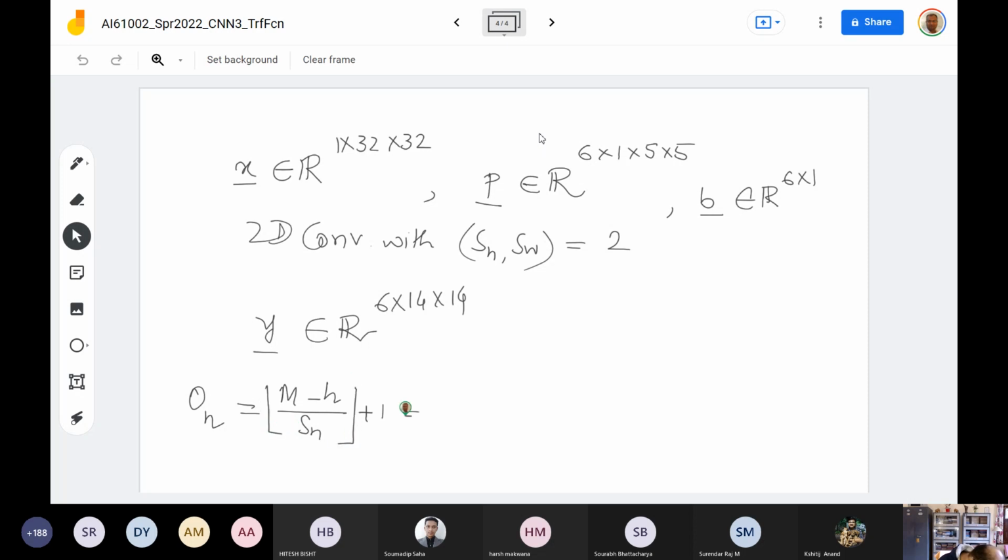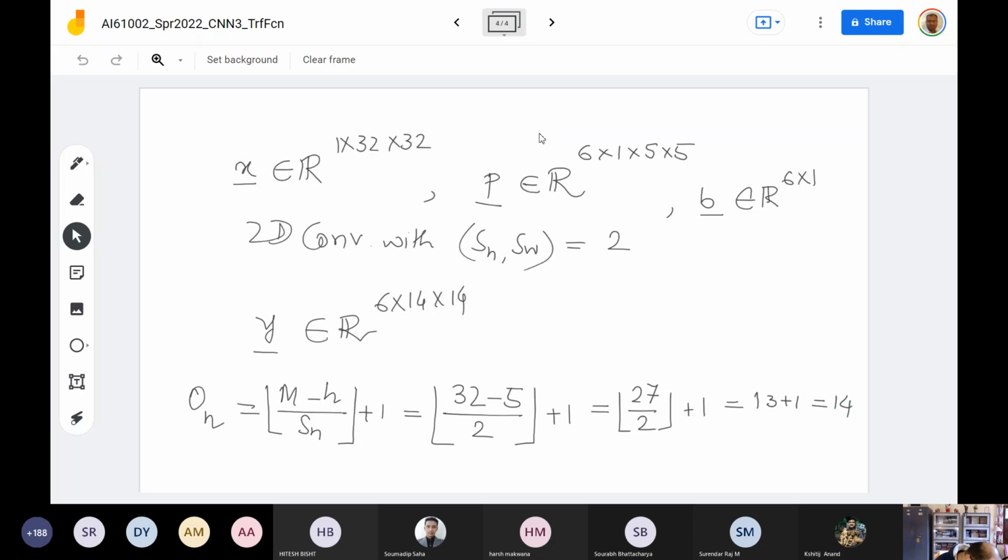So this thing M is 32 minus H, which is 5, divided by SH, which is 2, plus 1. So what does this become? 32 minus 5 is 29, divided by 2, plus 1. So 27 by 2, sorry, 27 by 2, plus 1. Now 27 by 2 is how much? 13 point something. So that is 13 plus 1, which makes it 14.